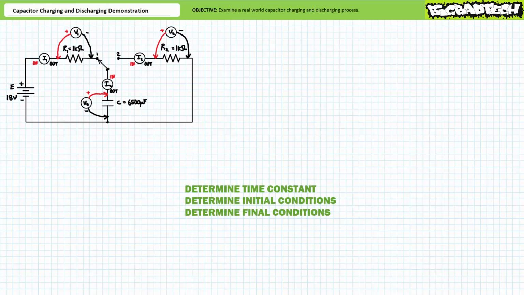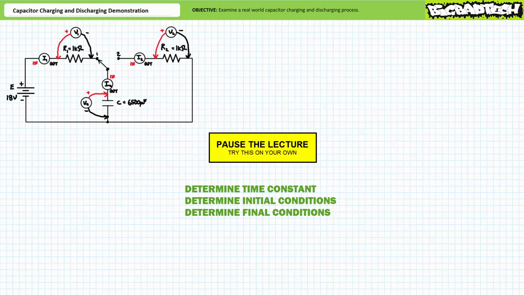First, see if you can calculate the time constant for the capacitor charging process. Then, determine the initial conditions for elements in this system. Finally, determine the final steady-state conditions for elements in the system after a full charge of 5 time constants. By all means, pause the lecture and try this on your own. If you're tracking, you should have arrived at the following values.